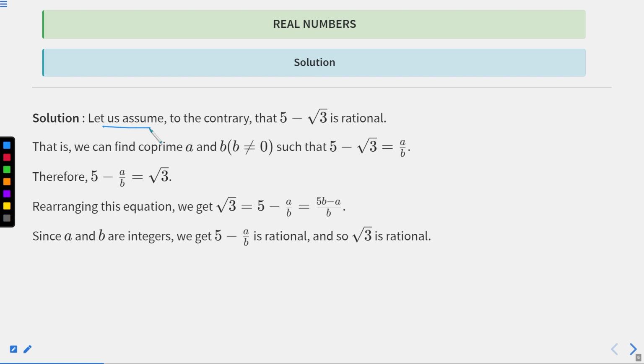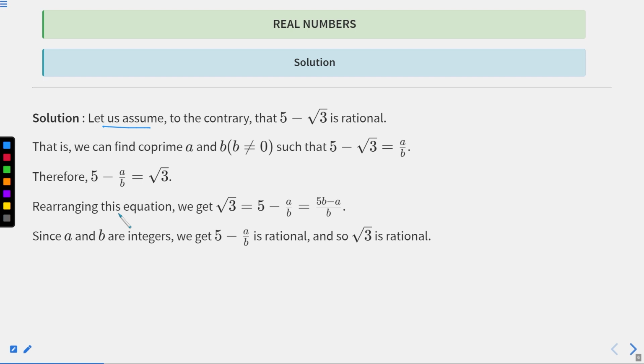Therefore, if we rearrange this equation, 5 minus root 3 is equal to a by b, then we get 5 minus a over b is equal to root 3. So 5 minus a over b is equal to root 3. If we rearrange this equation again, then we get root 3 is equal to 5 minus a over b, and this is equal to 5b minus a over b.